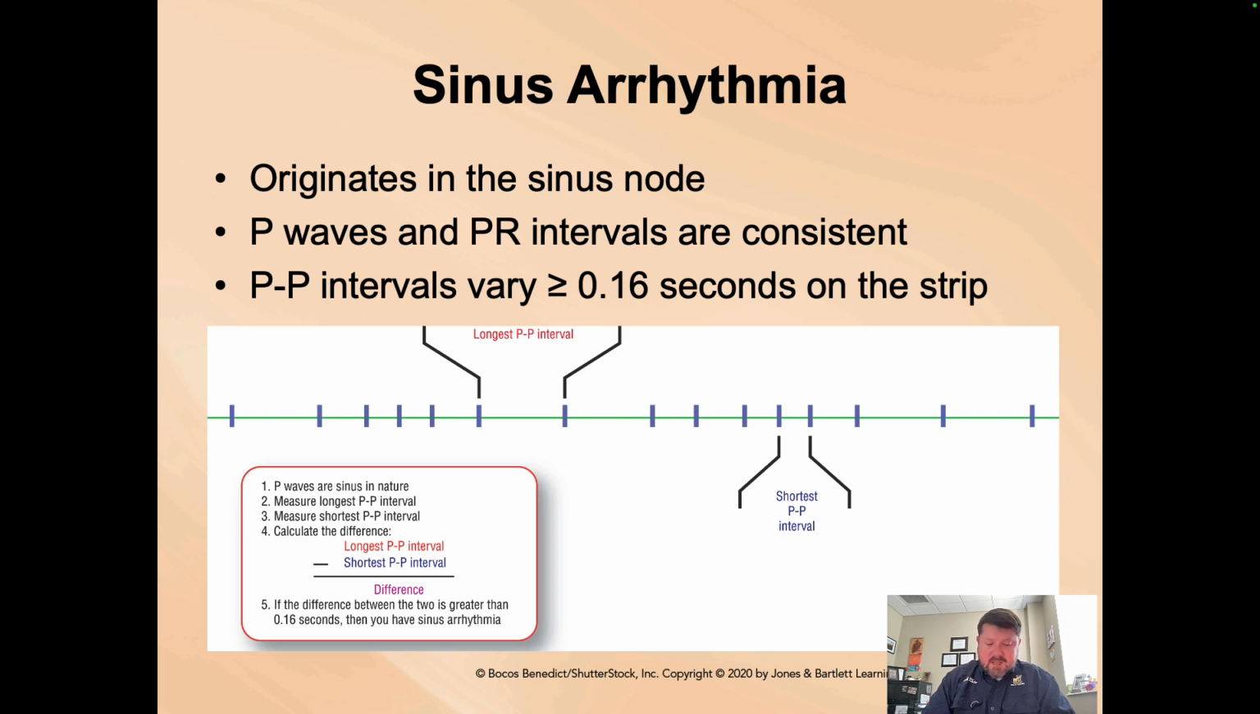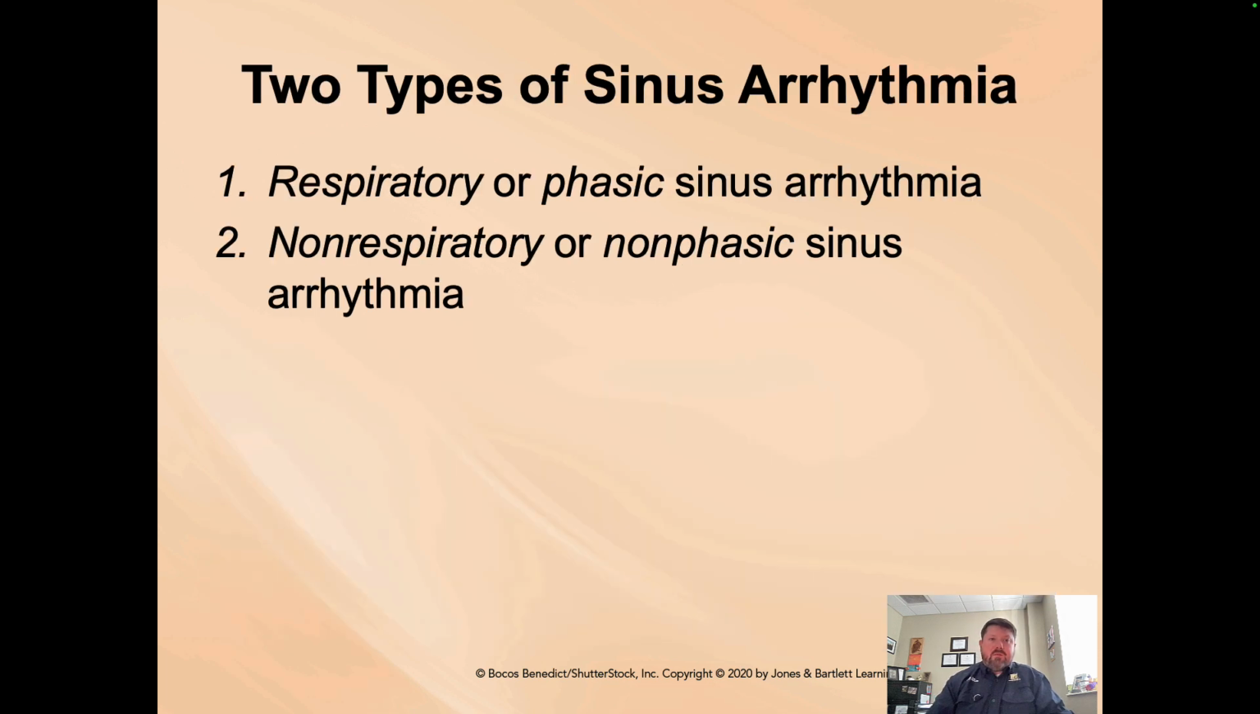Sinus arrhythmia originates in the SA node. The P waves and the PR intervals are consistent, but the P to P intervals can vary greater than 0.16 seconds on a strip. So you're going to have a difference in the rhythm here. The big issue that we will see with the sinus arrhythmias is not rate, but the regularity of it. So there's two types of sinus arrhythmia: respiratory or phasic sinus arrhythmia, and non-respiratory or non-phasic sinus arrhythmia.